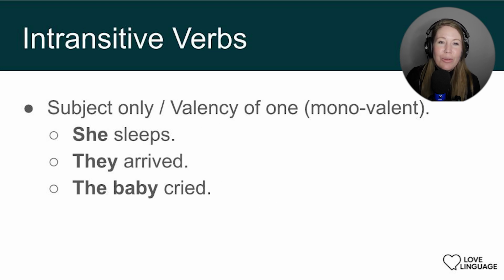Intransitive verbs need only one argument, which is the subject. You should be familiar with how to identify a subject, but I've also made them bold in these examples. So in my examples, we have she sleeps. They arrived. The baby cried. Notice that these sentences are complete with just the subject and the verb. There is no direct object required.